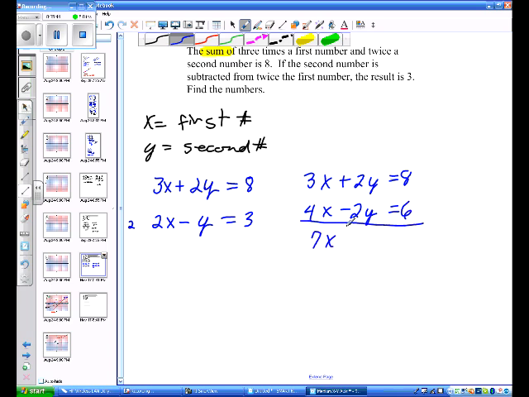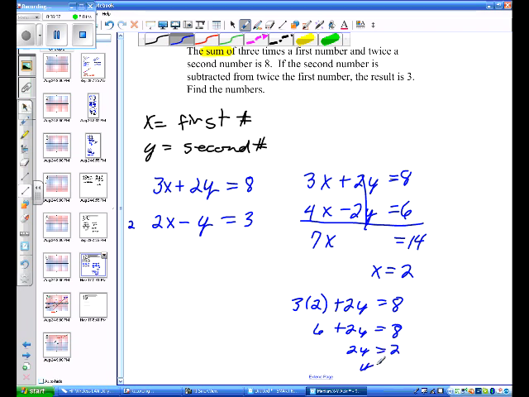So we get 7x, the y's drop out, equals 14, dividing, x equals 2. Substituting back into either one of them, it doesn't matter. 3 times 2 plus 2y equals 8. So 6 plus 2y equals 8, subtracting, 2y equals 2, so y equals 1. So our two numbers are 2 and 1.